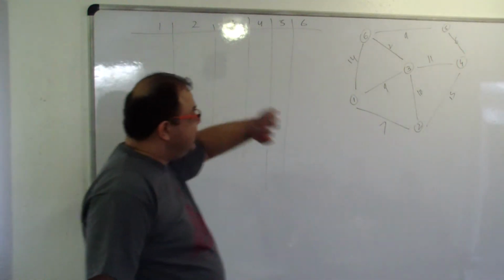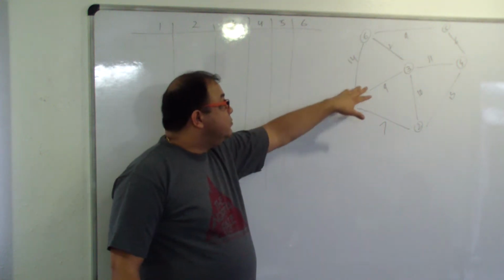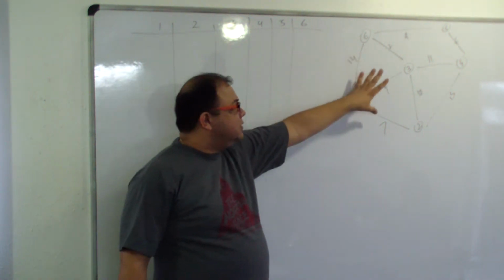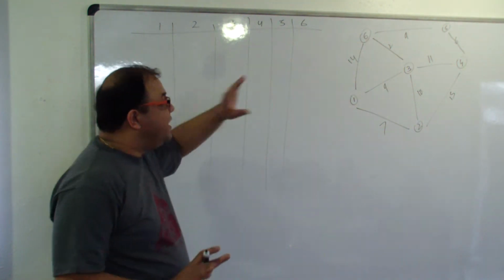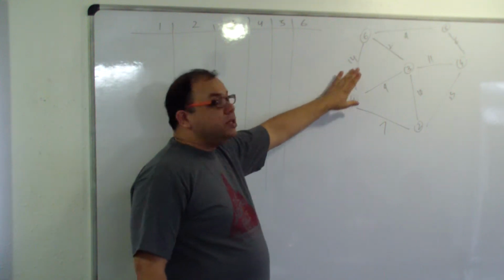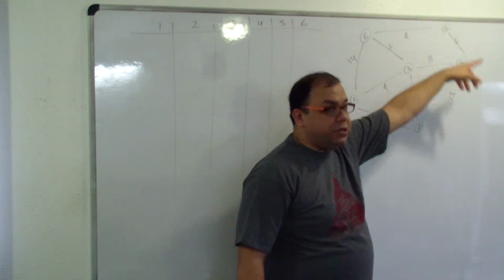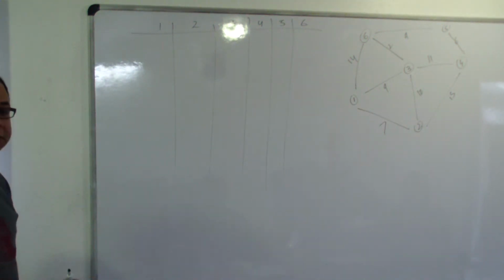Okay, let's see. This is a graph. I'm just saying that this is not a directed one, this is an undirected one. I'm just doing it for the explaining purpose. So we are doing Dijkstra's algorithm, and we are starting with 1, and then we are going to all the different places, and we are trying to find the minimum path from 1 to a different location.